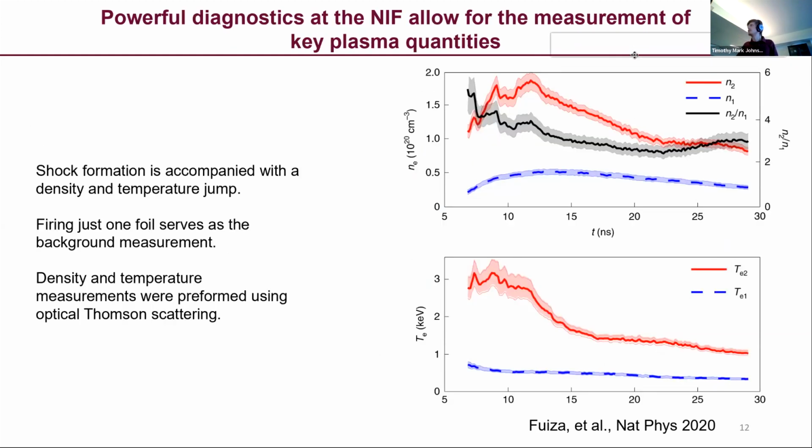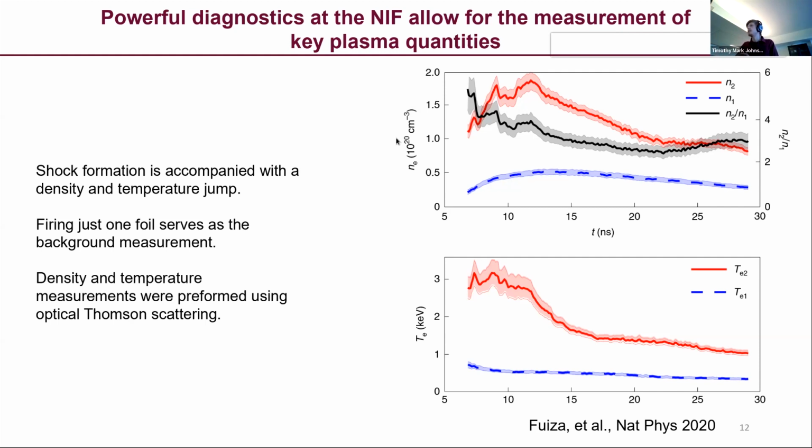So to fully understand the system, they had to use powerful diagnostics at the NIF to measure these key plasma parameters. They used optical Thomson scattering to make time-resolved measurements of the density and the temperature. And we can see that on the right-hand side of the screen here. So with shock physics, you generally expect to see an increase in the density and the temperature. That's the way that the shock has of dissipating energy from the initial flow, and also increasing the entropy of the system.